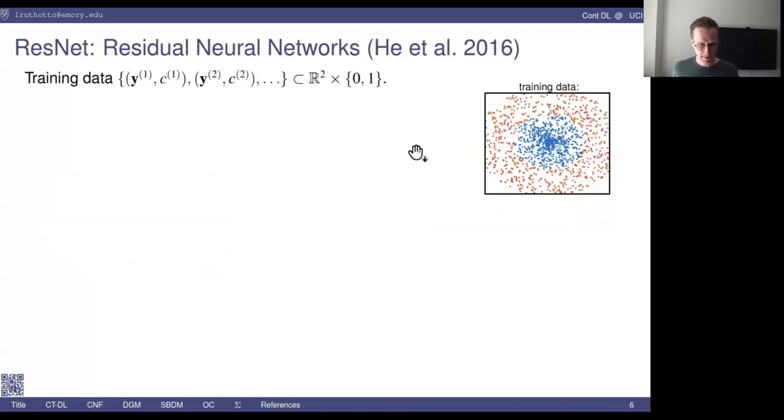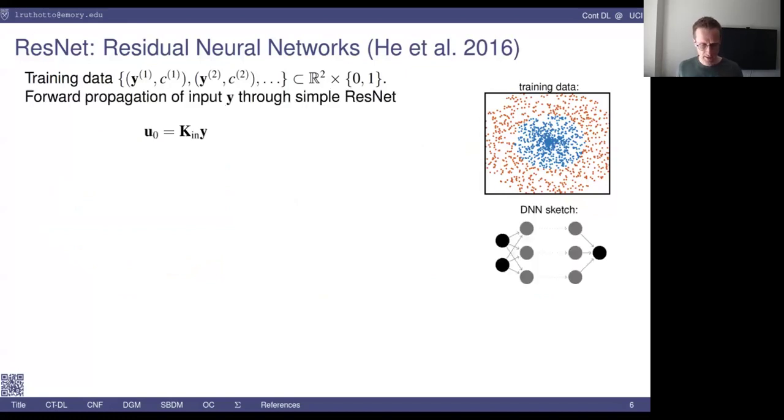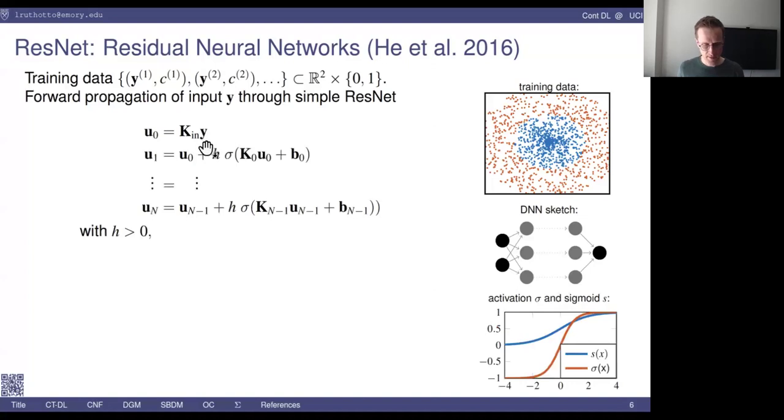Here is a bit more mathematical setting, and I'm going to use a specific type of neural network called the residual neural network. The way that goes is you take your input, let's call it y, a vector in R^2, and you embed that with some linear transformation into some other space. Then you have quite repetitive layers where the stuff that is learned is the update, the residual between U1 and U0.